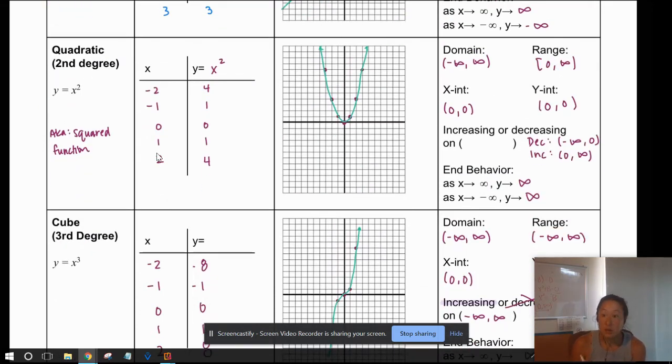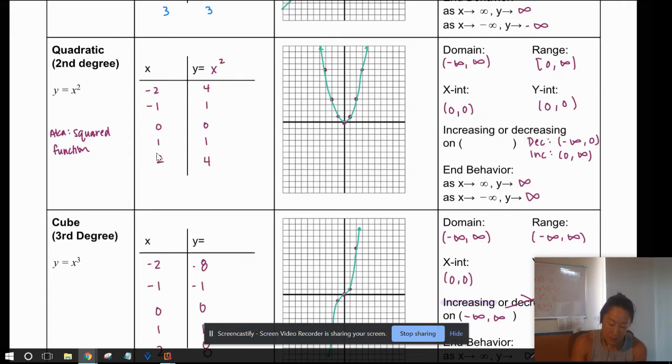Okay. Quadratic, also called a square function or to the second degree. We have negative 2 squared would give me 4, so on and so forth. We look like a parabola. Our domain is negative infinity to infinity, and our range is 0 to infinity for the mother function, and 0 is included, so we're going to make sure we use a bracket.